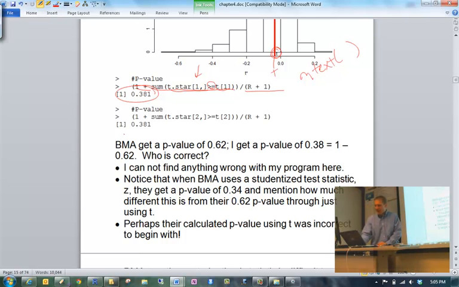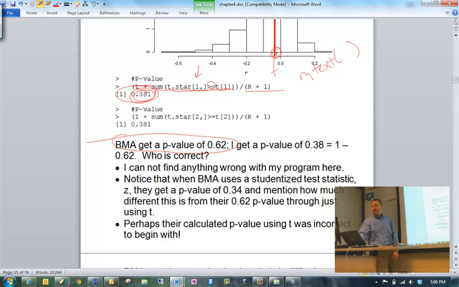Anyway, the book, of course, ends up getting something different in this case. They get a p-value of 0.62. So who are you going to trust? You're going to trust me, or you're going to trust Davison and Hinkley? Well, after spending a lot of time, I cannot find anything wrong with my program. And what's interesting, the authors, and I'll explain this coming up on the next page, actually do the test a different way using a studentized test statistic, and they get a p-value of 0.34.